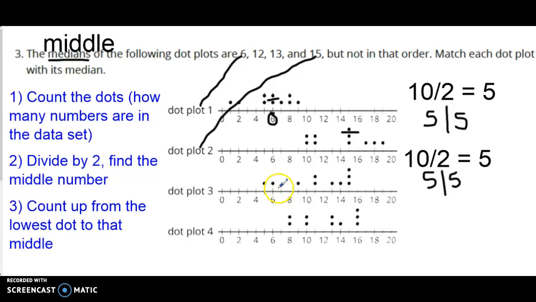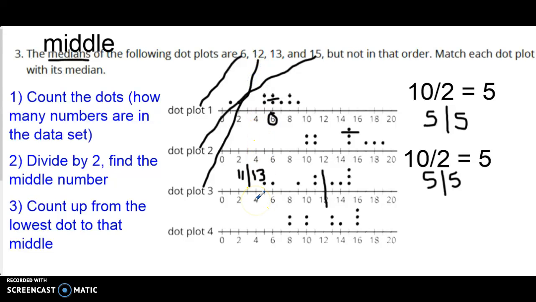All right, let's review 3 and 4. Count our dots: 1, 2, 3, 4, 5, 6, 7, 8, 9, 10. So once again, I'm looking for the 5th and 6th dot for dot plot number 3. I count 1, 2, 3, 4, 5. Draw my line. My 5th dot is at 11. I'm going to find the median between 11 and 13, my 6th dot. In between 11 and 13, I have what number? 12. So this one should be matched with 12.